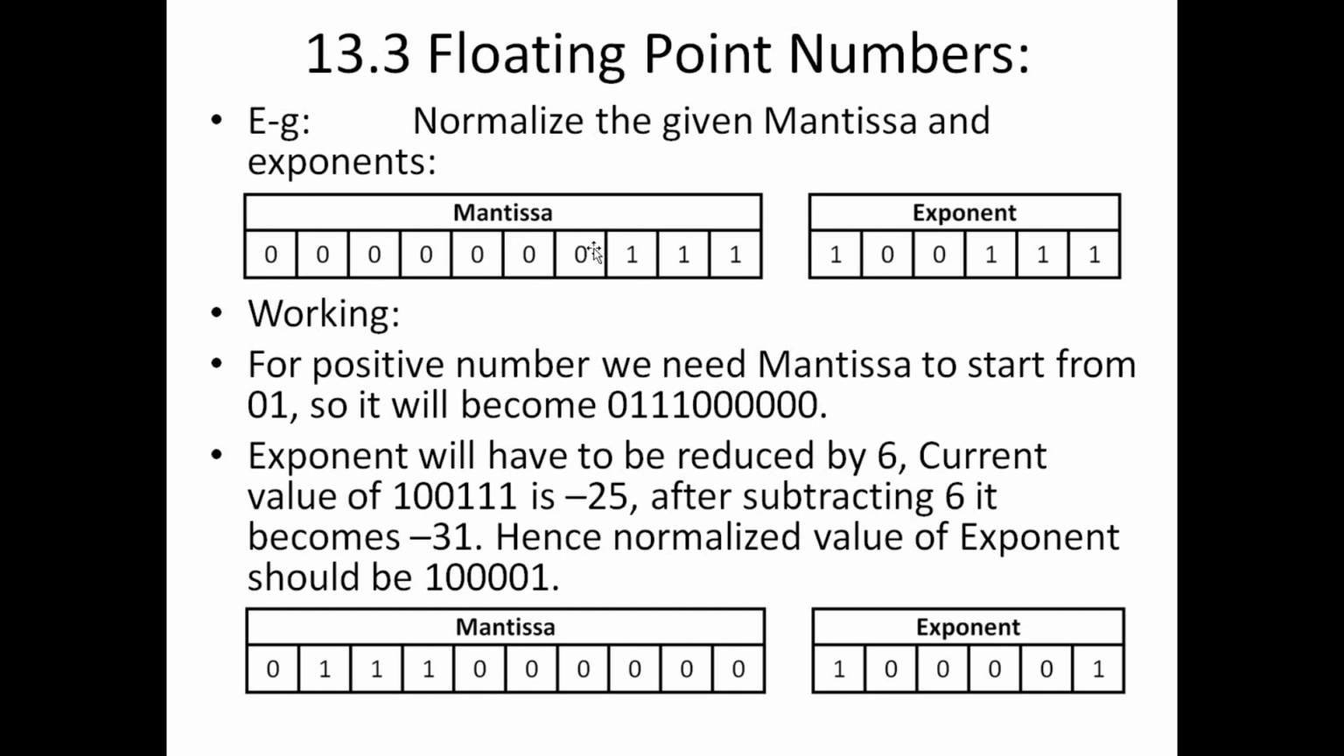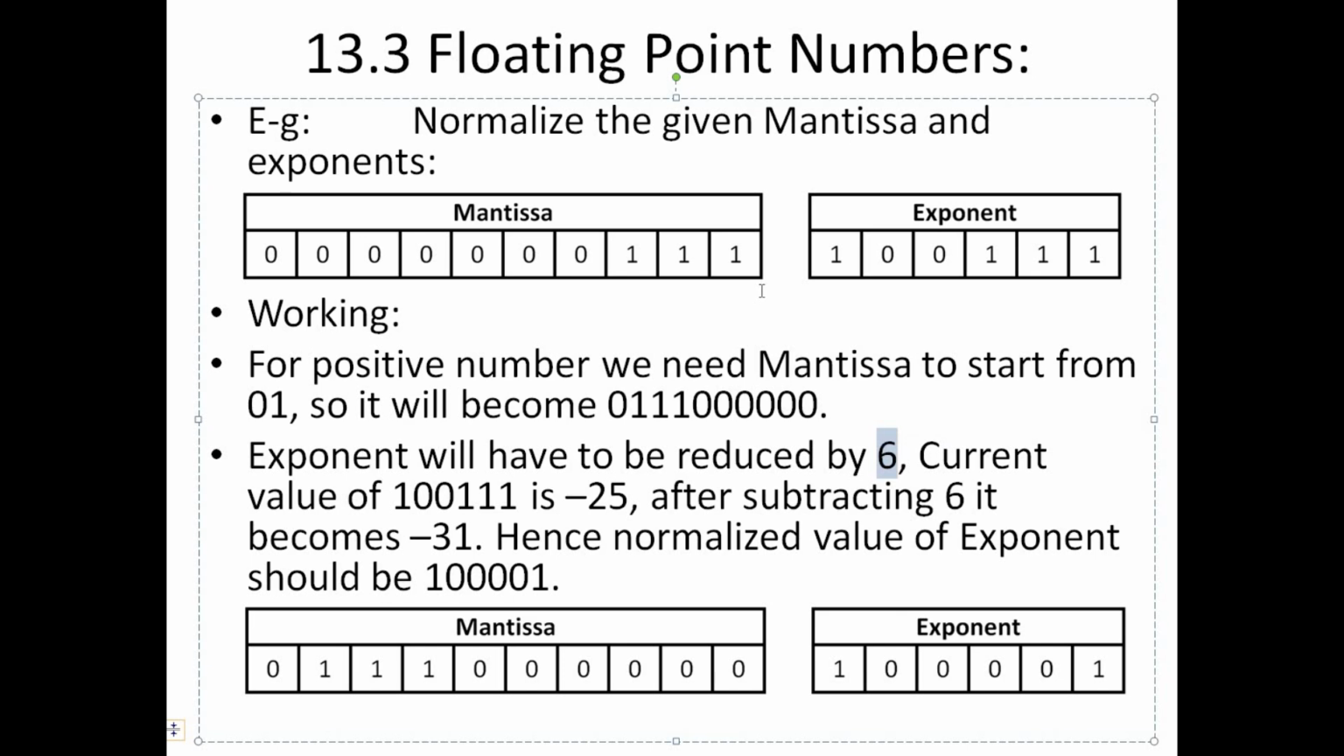So first of all, what you will need to do is shift it on the left hand side so that Mantissa starts from 0.1. Mantissa starts from over here, from a 0, 1. This 0, 1 gets in the beginning. For that, how many shifts you'll need to give it? 1, 2, 3, 4, 5, 6. You'll need to do 6 shifts. Since you're going on the left hand side, the exponent will be reduced by 6.